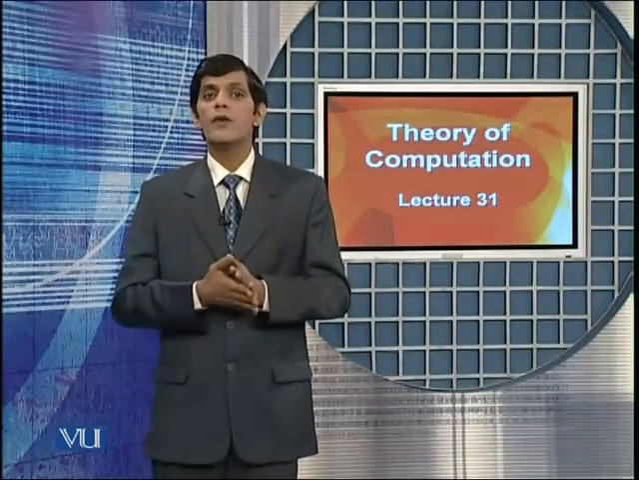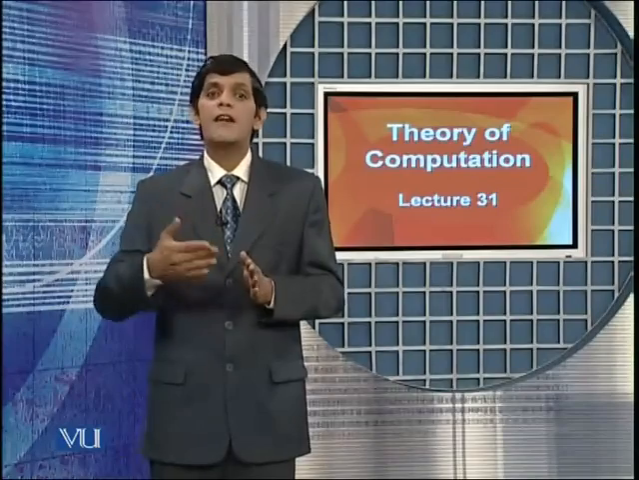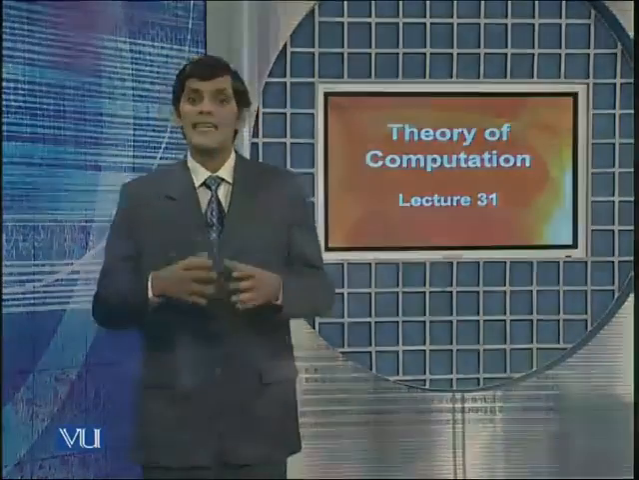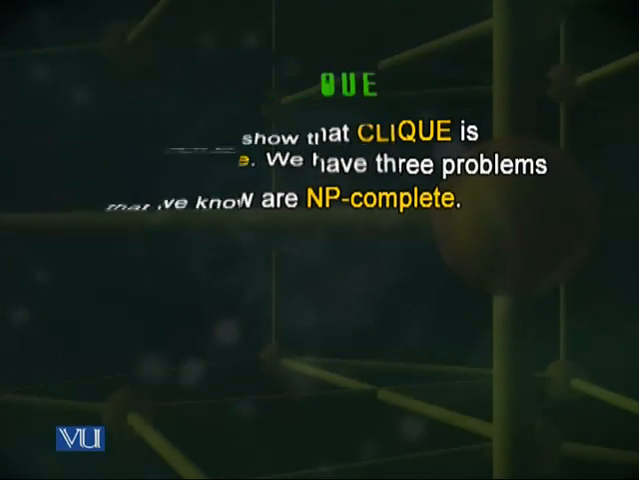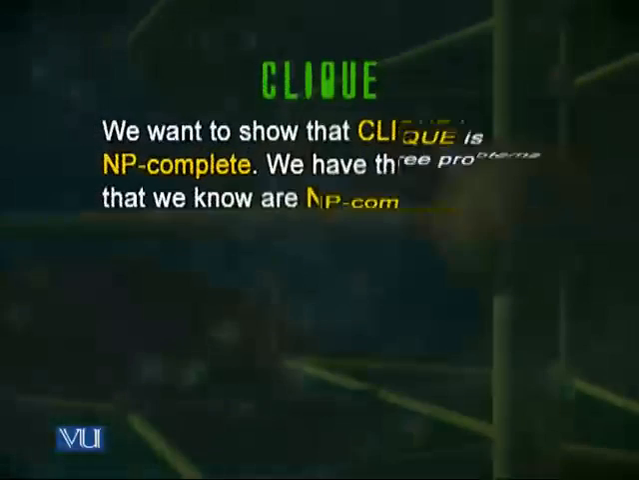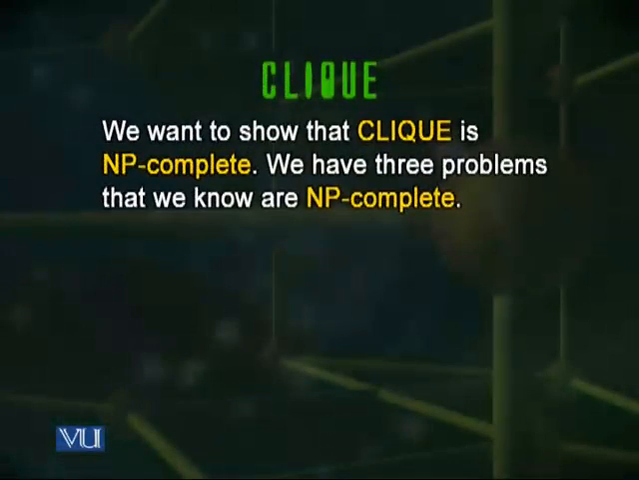But what I want to do is conceptually clarify many things for you by taking this simple example. We want to show that clique is NP-complete. What we have to do is ask ourselves, what are the problems that we know are NP-complete? Or we should really be asking ourselves, what are the problems that we have already proved to be in the class NP-complete?